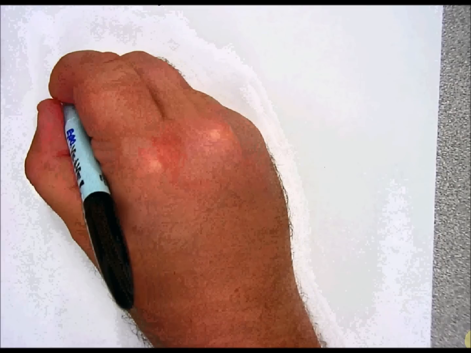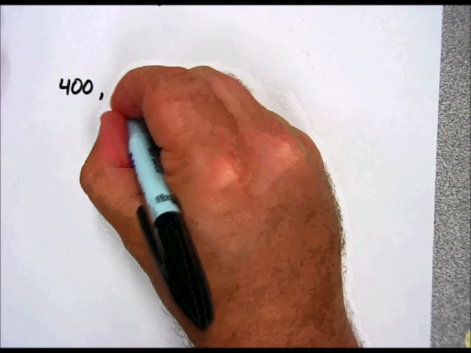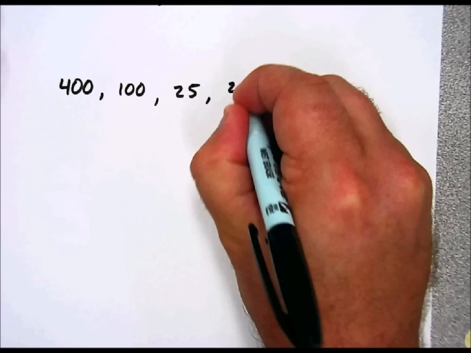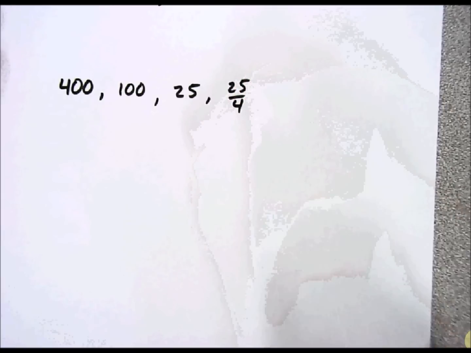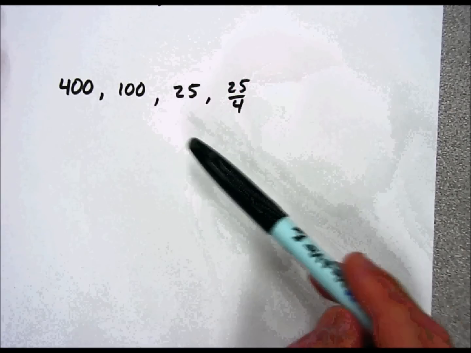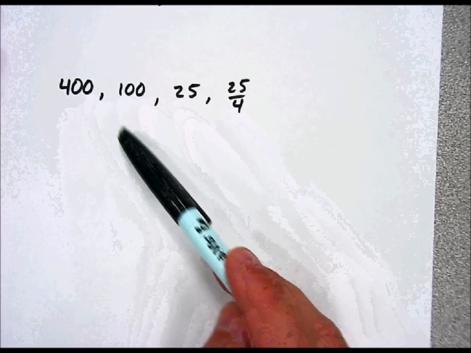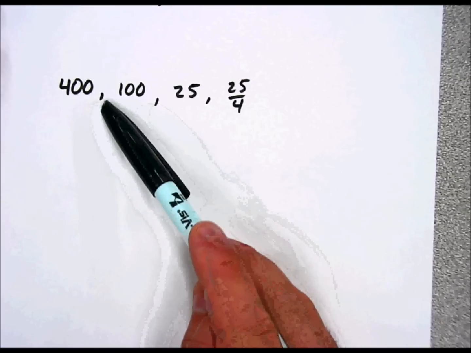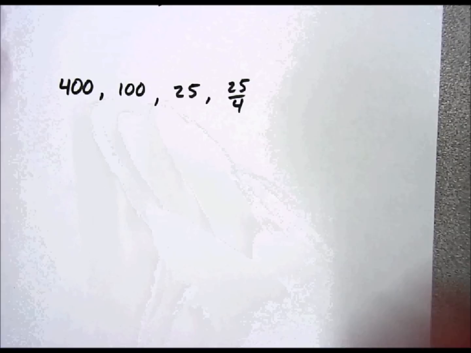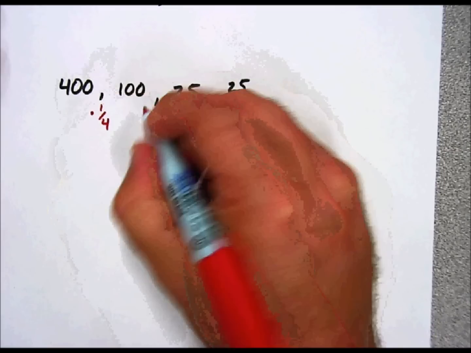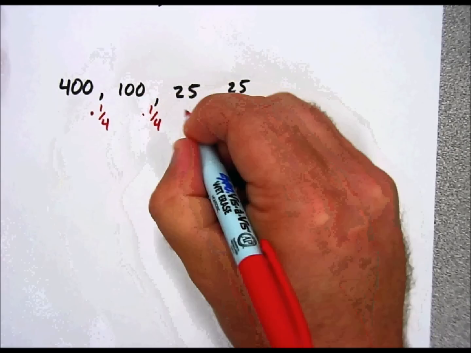Well, let's take a look at another example. What if I had a sequence, let's say 400, and then the next term is going to be 100, 25, let's say 25 over 4, and in this sequence you might notice, oh, well, you're dividing by 4. But remember, in sequences we want to describe it in terms of multiplication. And so what am I doing to turn this 400 into a 100? Well, I'm going times 1/4, times 1/4, times 1/4.